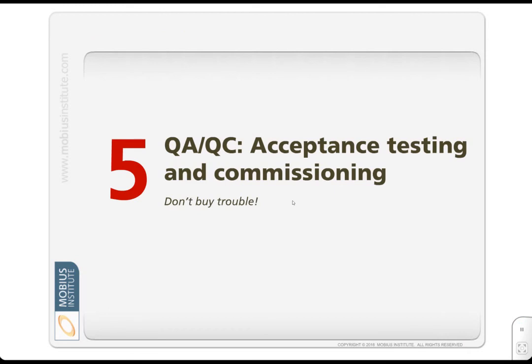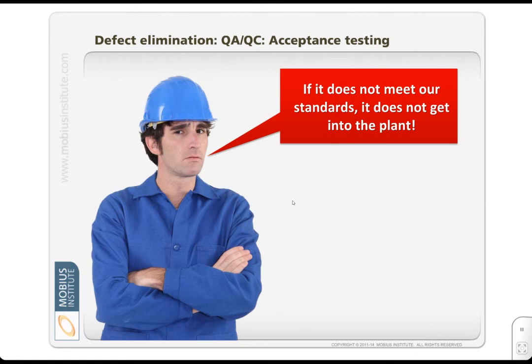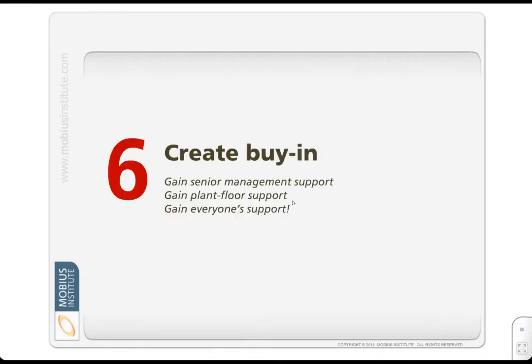And then we can perform those QA, QC checks that I mentioned during commissioning, but also acceptance testing. We need to say, if it does not meet our standards, it does not get into the plant. And you need to create purchase agreements that say, you will do these tests, they will be verified, they'll be performed in exactly this way, and if they don't meet our standards, then certainly the warranty period does not begin. You look at how the payment process will be affected, but you need good equipment to be installed. But you really have to help create buy-in to this whole process.